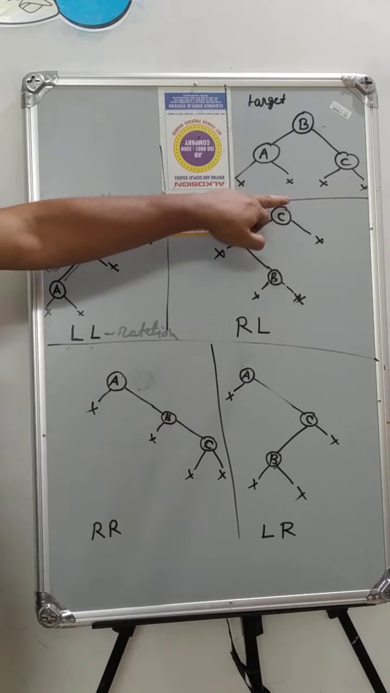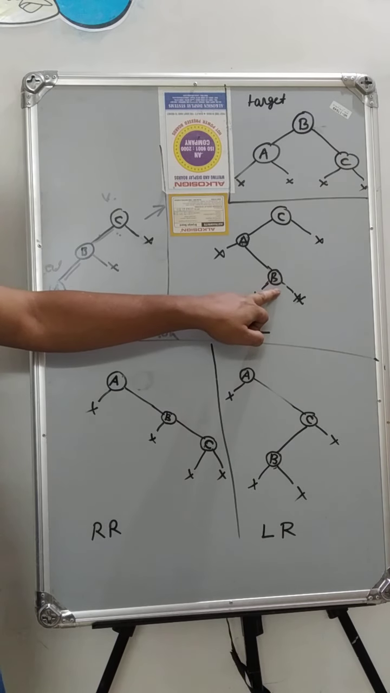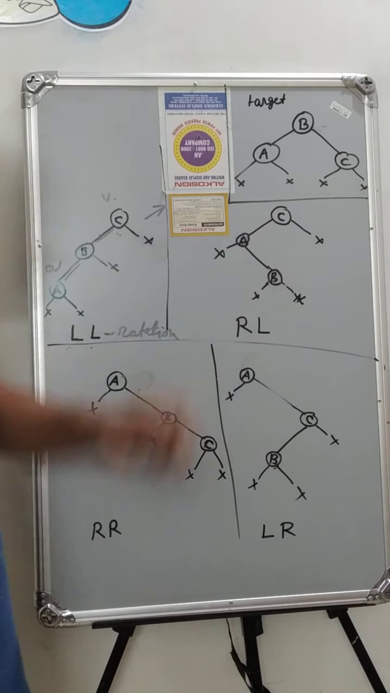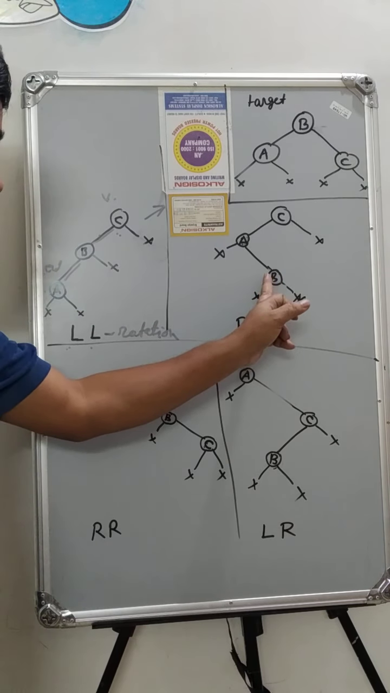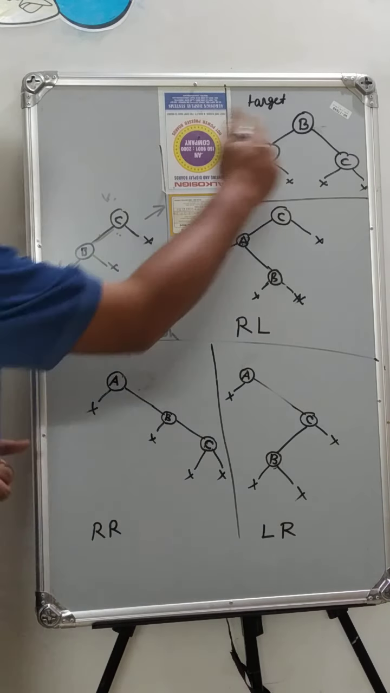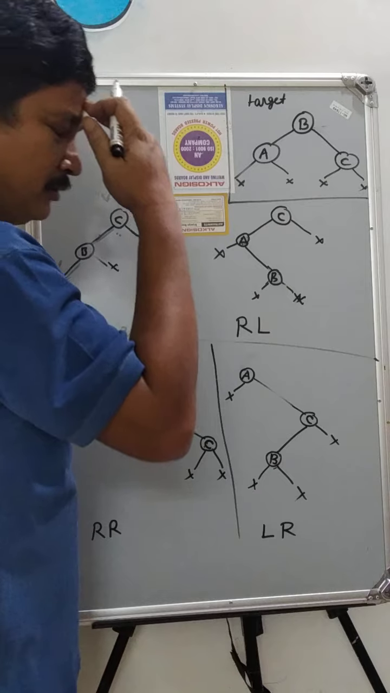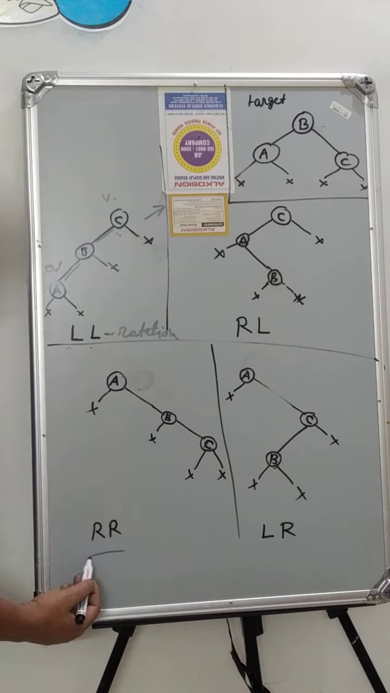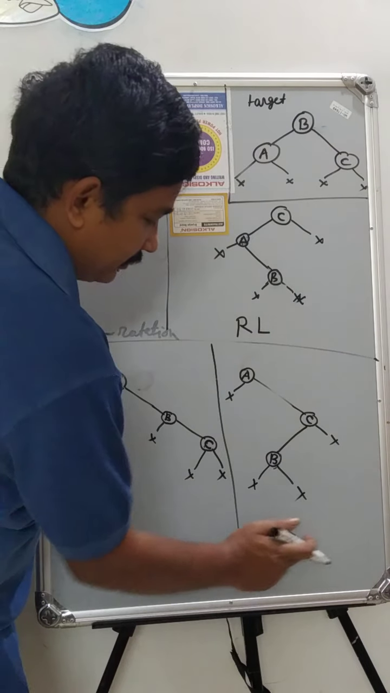This is called RL rotation, because here B is the culprit, so B is the right side of the left side of the victim node. B is the culprit, so it is the right side of the left side of C. So don't read it from top to bottom. It's bottom to top. Culprit to the victim. So similarly, it is RR rotation and it is the LR rotation.